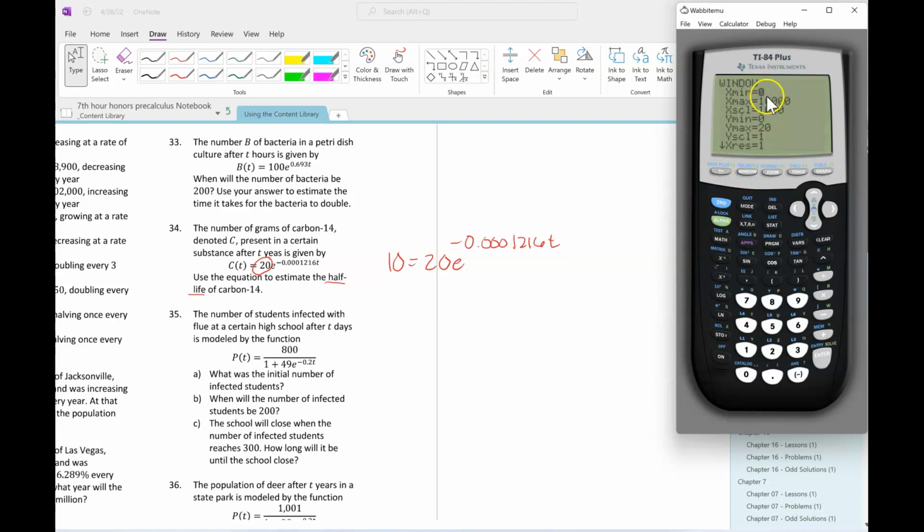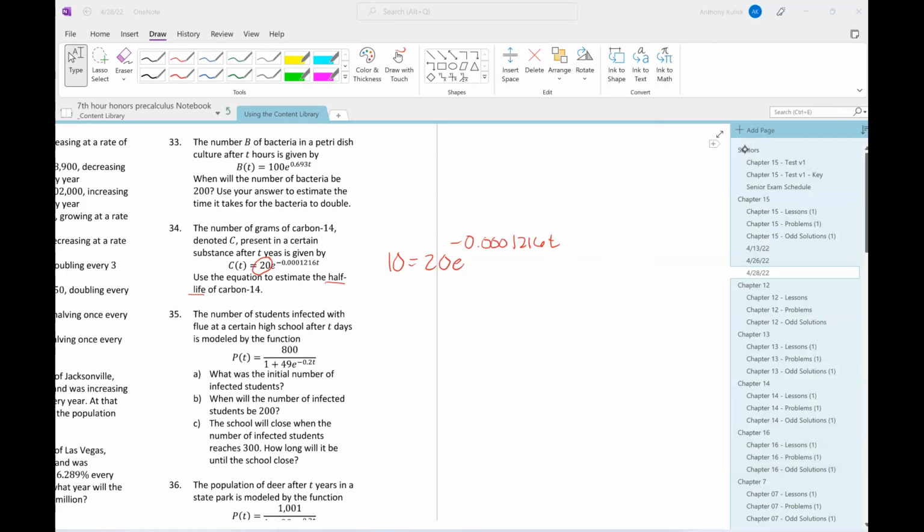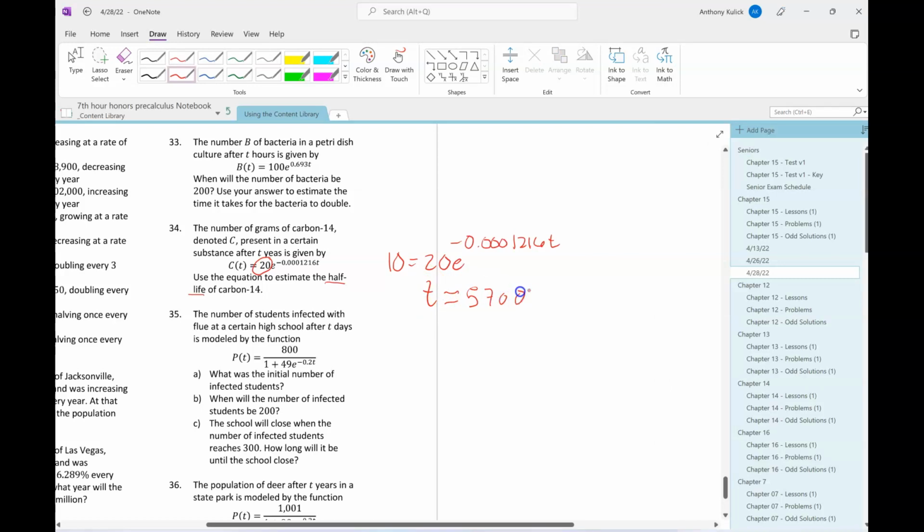So I'm going to go 0 to 10,000 on my X, and then just 0 to 20 on my Y. So if I hit graph, that's what I get. Second, trace, intersect command, enter, enter, enter. So the half-life looks to be about 5,700 years. Or I guess in this case it's yees, as quoted in the problem.